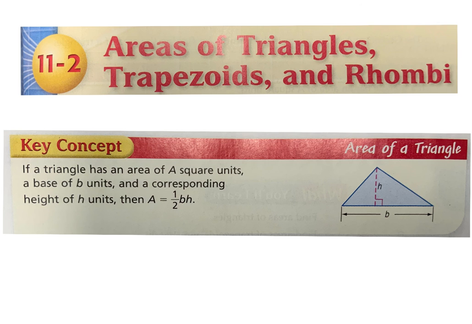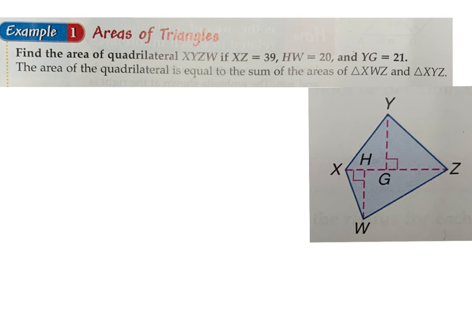So page 602 has the first example of this. Find the area of a quadrilateral. And they give us this quadrilateral, and they tell us some information. XZ is 39. Okay, so all the way from X to Z is 39.